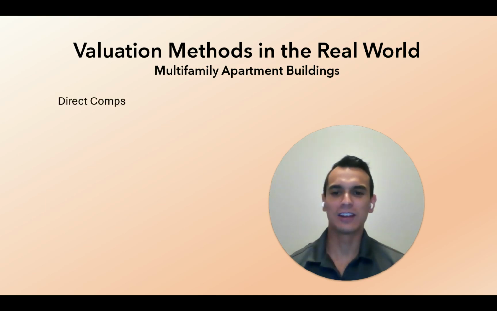First one is direct comps. So pretty straightforward, just like you would comp a house, a single family house, typically used in 2 to 4 units, where you're looking for like to like comparisons. You're looking for similar bedroom counts, similar bathroom counts, similar condition, and typically used in lower unit buildings because there are comparisons available.